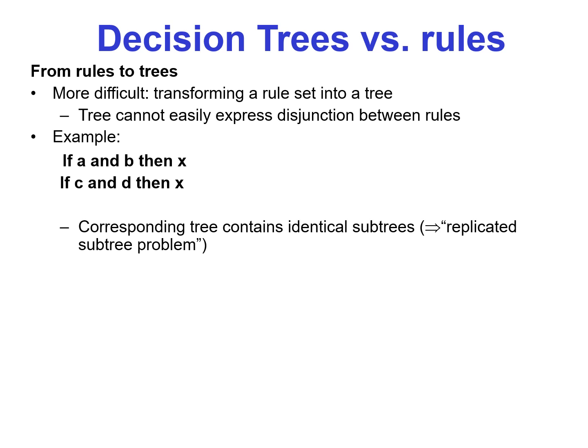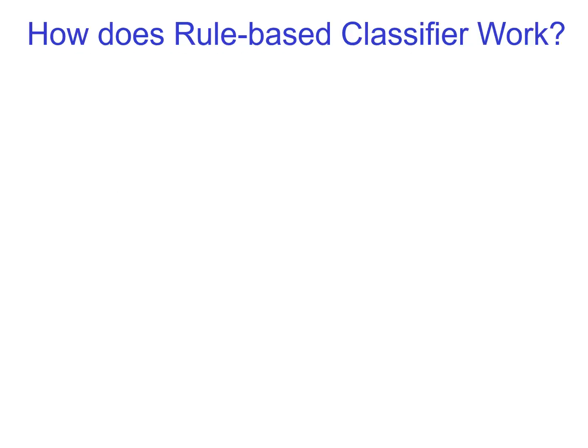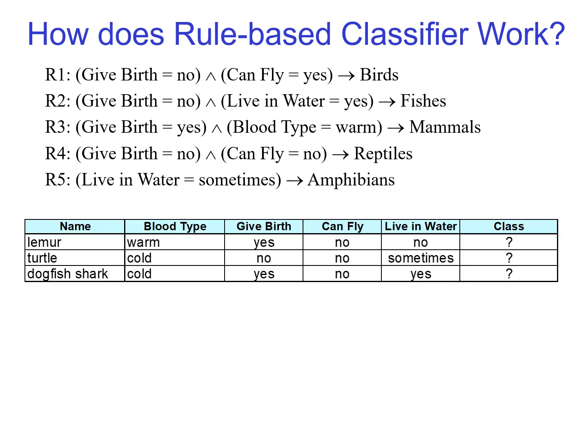Example, if A and B then X, if C and D then X. The corresponding trees contain identical subtrees; the replicated subtree problem is also there. Similarly, we can have more than one different variety of trees. So it is very difficult to convert a tree into rules. Okay. So here, how does a rule-based classifier work?